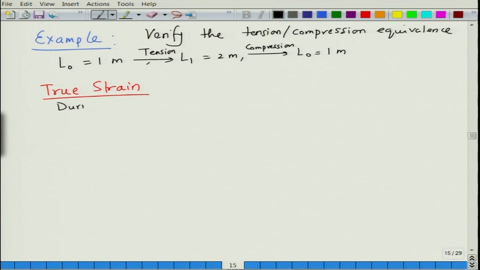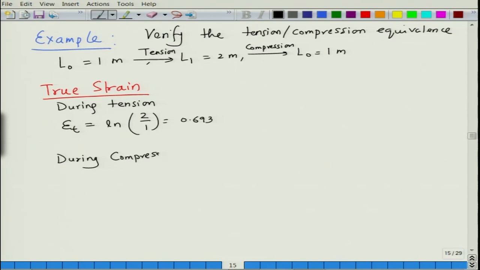so during tension, epsilon T will be equal to ln of LF divided by L naught, which is 2 divided by 1, which is equal to 0.693. And during compression, epsilon C will be equal to ln of 1 divided by 2. In this case it is going from 2 to 1. So, 1 is the final length and 2 is the initial length, and this will be minus 0.693. So, you can see that these are equal and opposite.